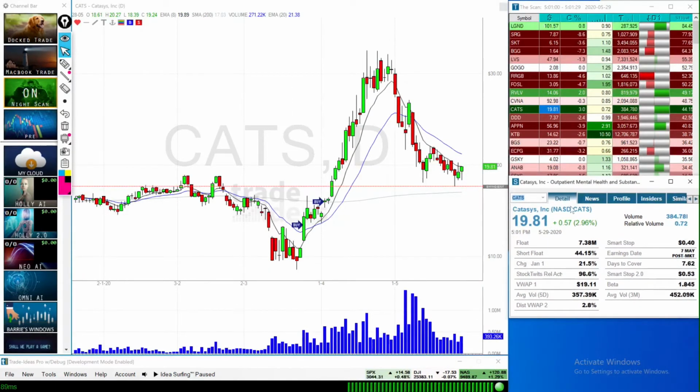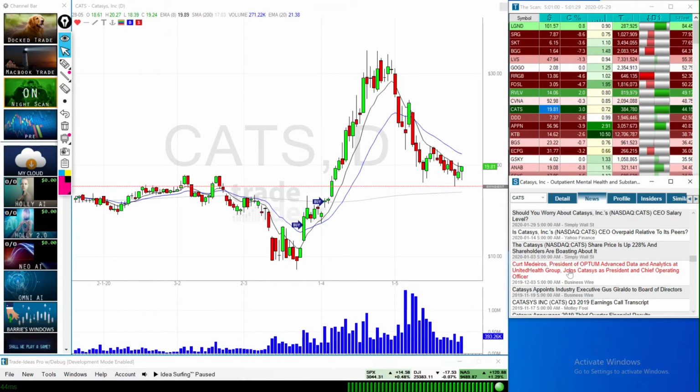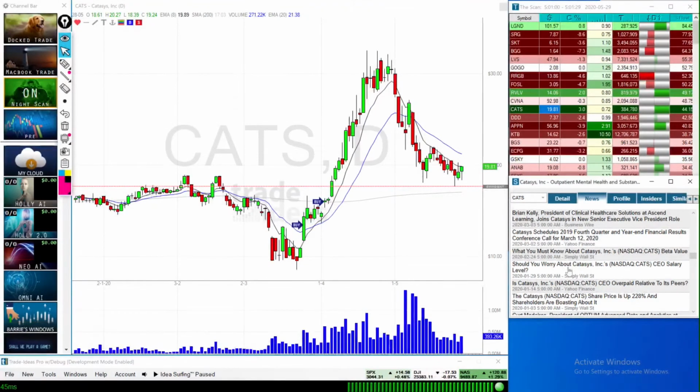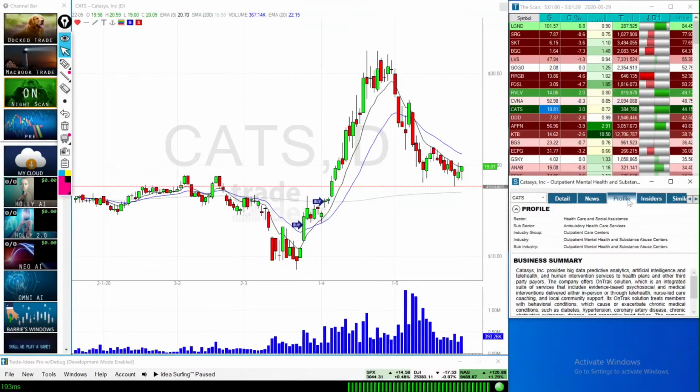There's a lot more here. Also note that if you want to read the news, you can click on the news tab. We went over this a little bit, and I know we're going to go over trade ideas multiple times, but you can read all about it here, and if you click on any of these, it will open up a web page and you can read the article. Profile will tell you what exactly they do. They do big data, predictive analytics, artificial intelligence, and telehealth, which is becoming a bigger and bigger thing.